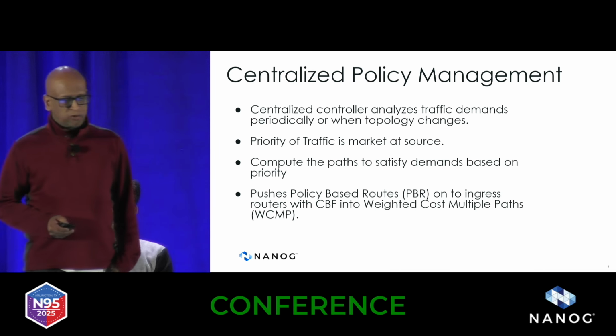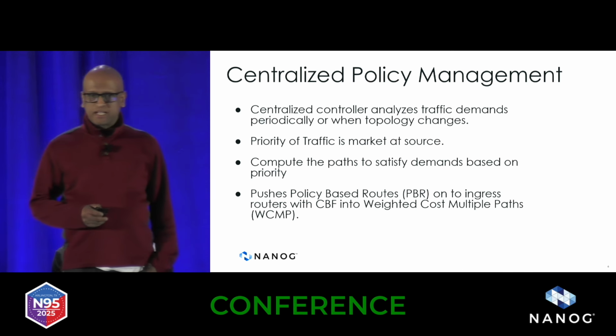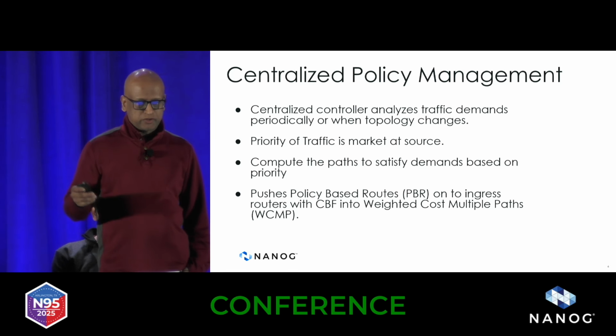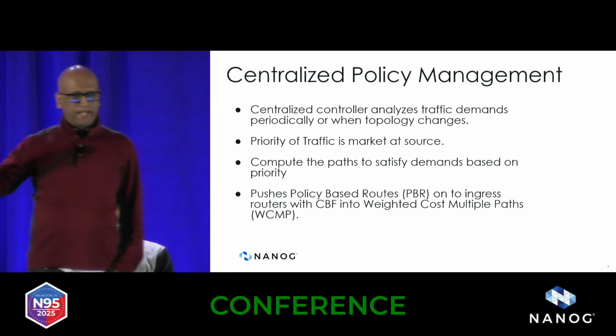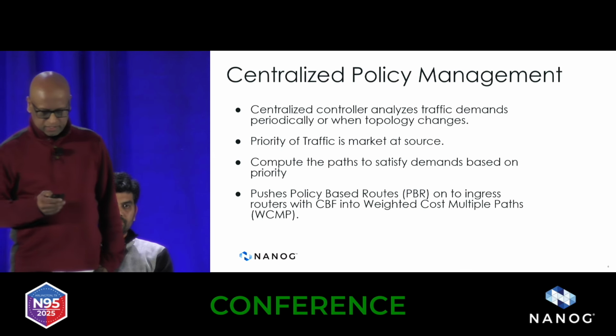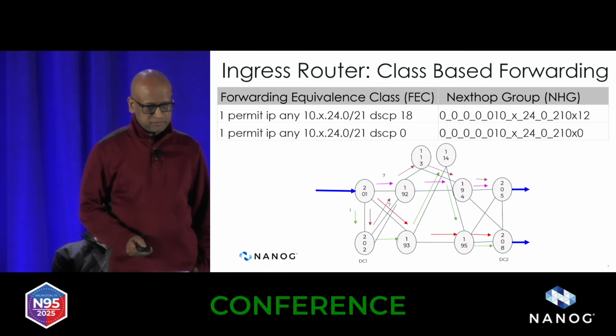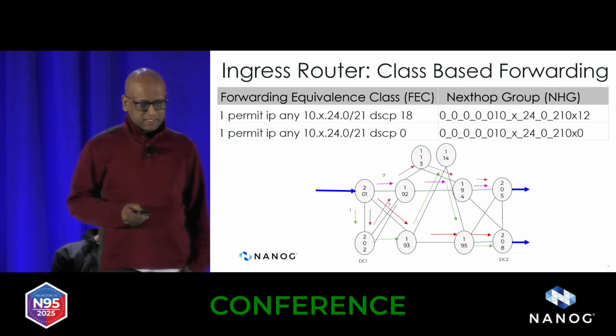These are nothing but policy-based routes applied to the ingress interfaces on the ingress routers. It's nothing but an ACL with source, destination, and DSCP value, with next hop pointing to next hop groups, which is nothing but next hops with different weights. So basically, I'll show you a little bit more in the next diagram. So bear with me on this slide.